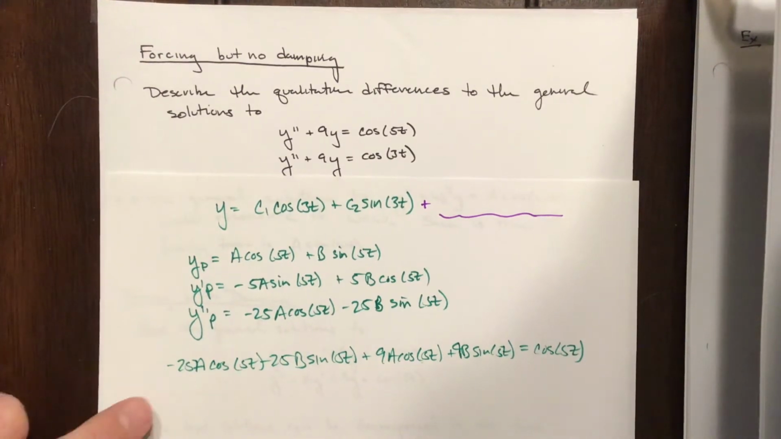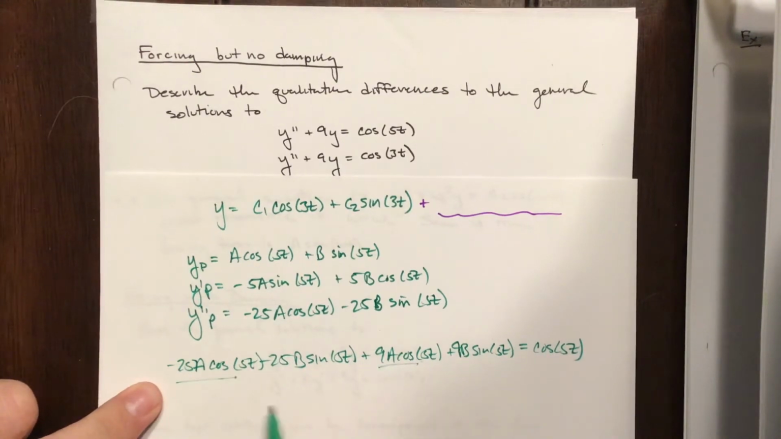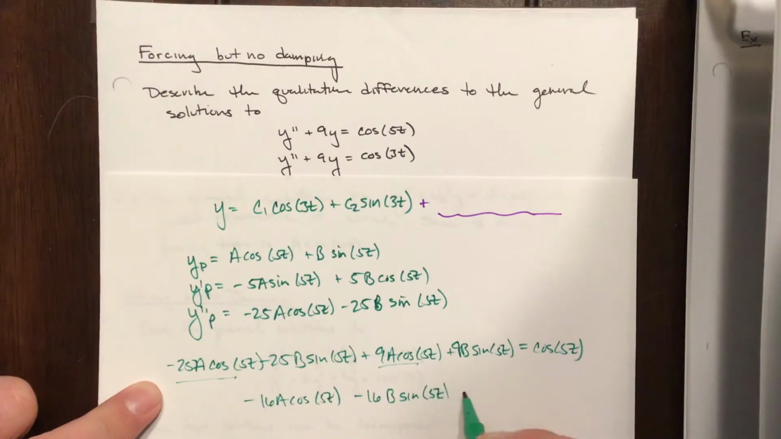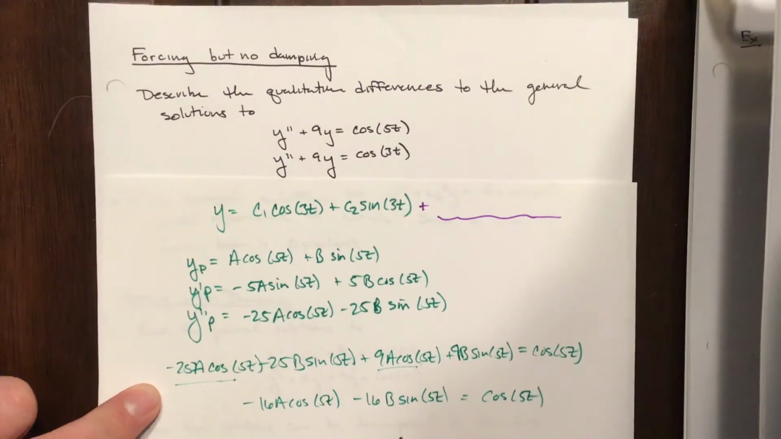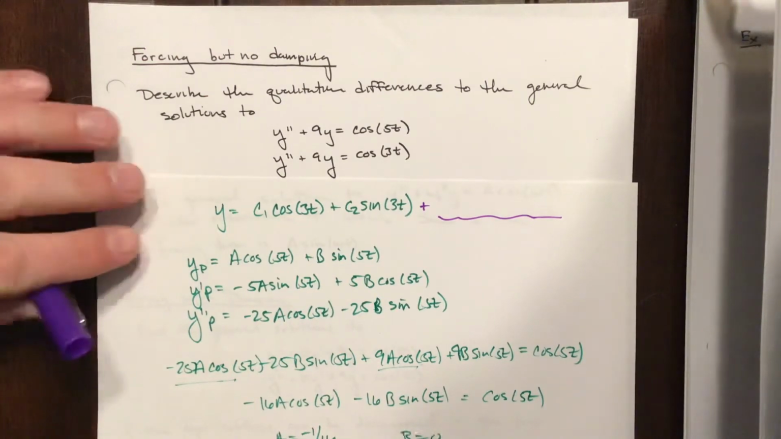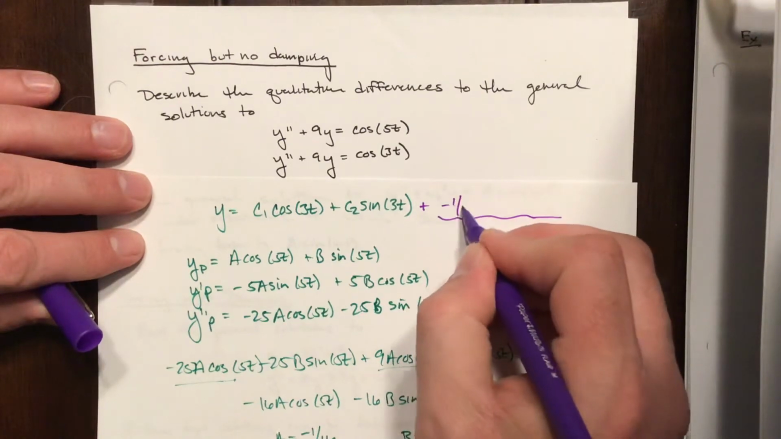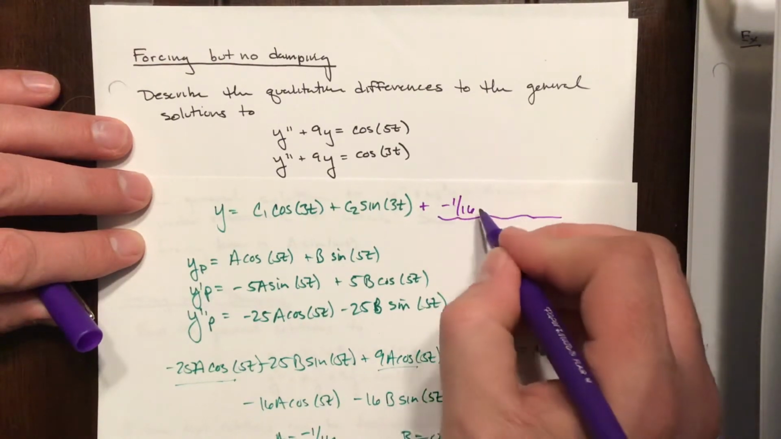All right, so like terms, it's minus 16a cosine 5t. Like terms, minus 16b sine 5t equals cosine 5t. So this implies that b is equal to 0 and a is going to be equal to negative 1/16. So that's what our solution looks like. Negative 1/16 cosine 5t.